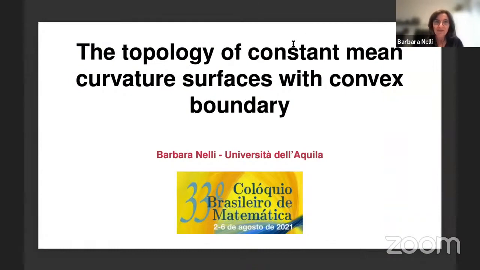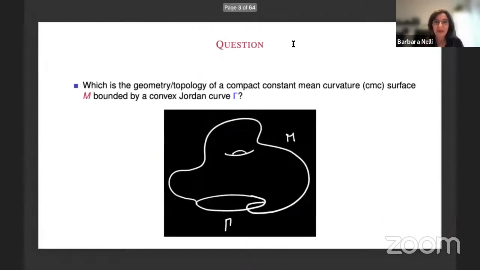As Jaime told, I will talk about the topology of constant mean curvature surfaces with convex boundary. So we will try to ask and answer the following question, which is the topology and also the geometry of a compact constant mean curvature surface M bounded by a convex Jordan curve gamma. It's a very simple question, simple to say, not easy to answer.